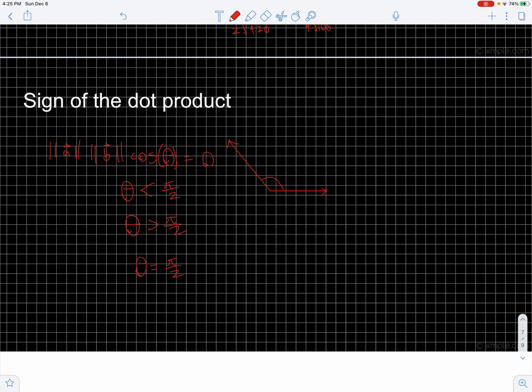All right. So if dot product's positive, cosine's positive, angle is less than 90 degrees or pi over 2. Dot product's negative, cosine's negative, which means that angle is greater than pi over 2 or 90 degrees. Dot product is 0, cosine theta is 0, which means that theta is pi over 2.